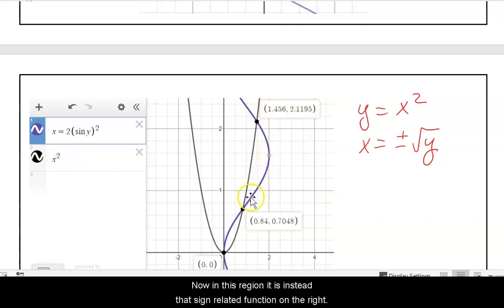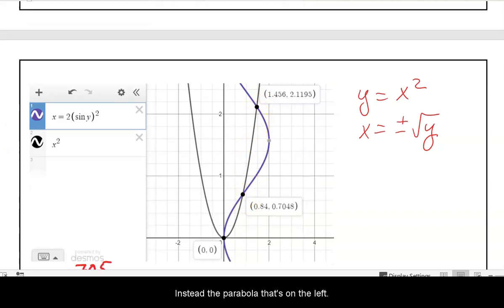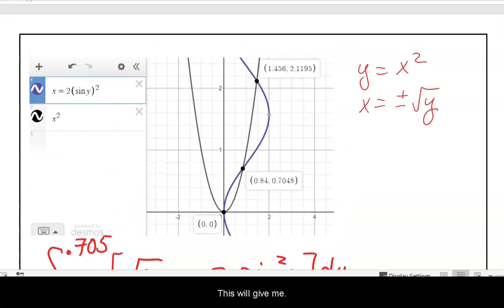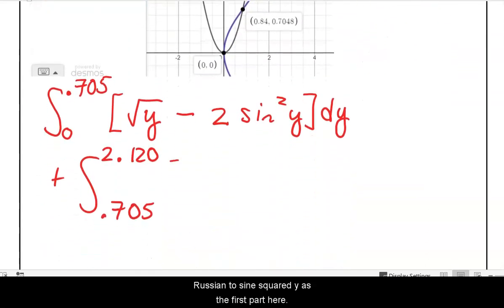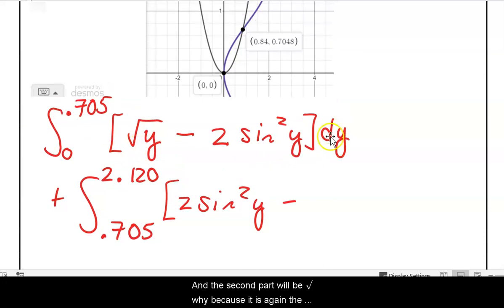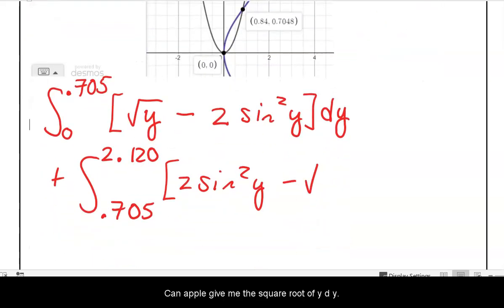Now, in this region, it is instead that sine-related function on the right, and it is instead the parabola that's on the left. We will then reverse the order. This will give me the expression 2 sine squared y as the first part here, and the second part will be the square root of y, because it is, again, the right half of the upward opening parabola. And that will give me the square root of y, dy.